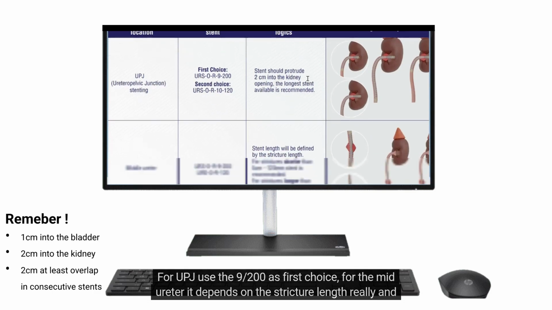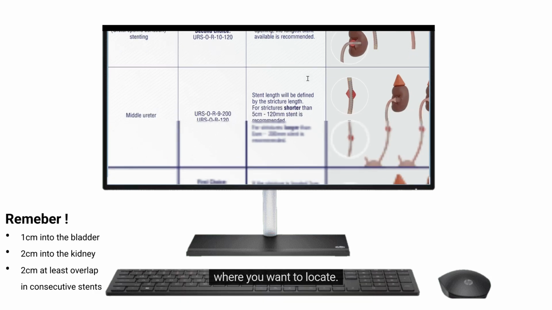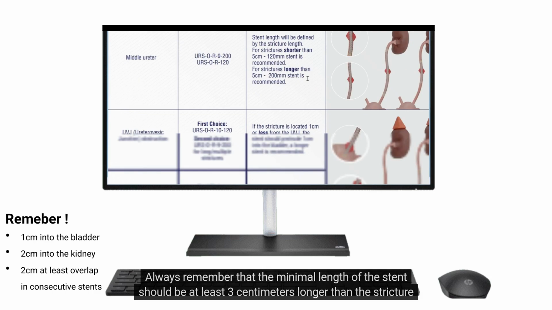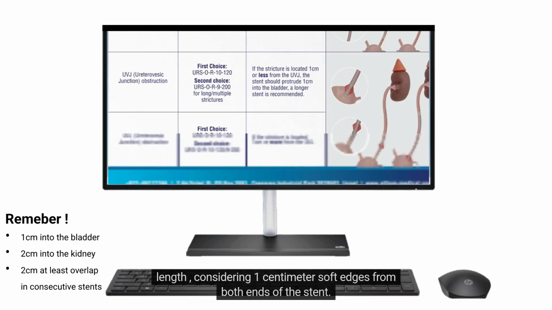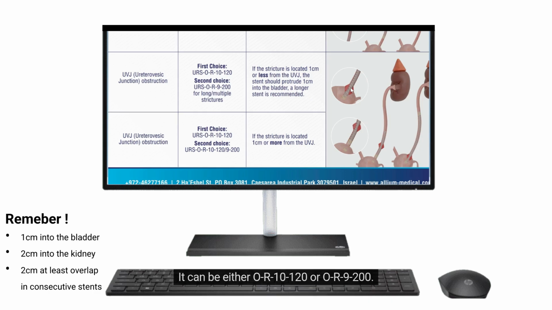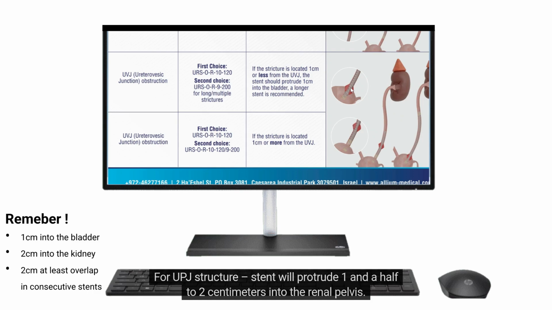For the mid-ureter, it depends on the stricture length, really, and where you want to locate. Always remember that the minimal length of the stent should be at least 3 cm longer than the stricture length, considering 1 cm soft edges from both ends of the stent. For strictures close to the ureteral orifice, the stent should protrude 1 cm into the bladder. It can be either OR 10/120 or OR 9/200. For UPJ strictures, the stent will protrude 1.5 to 2 cm into the renal pelvis.